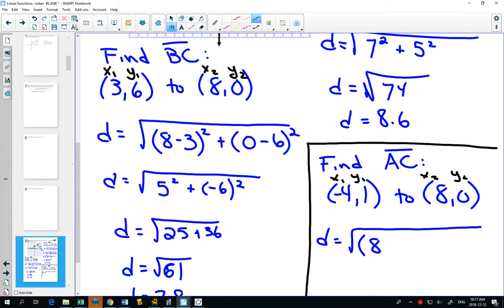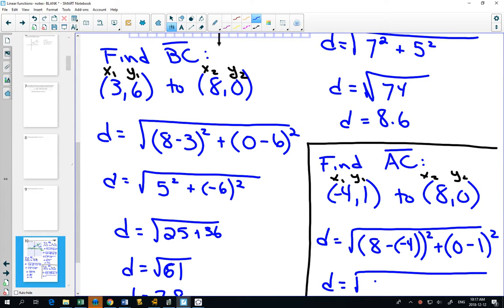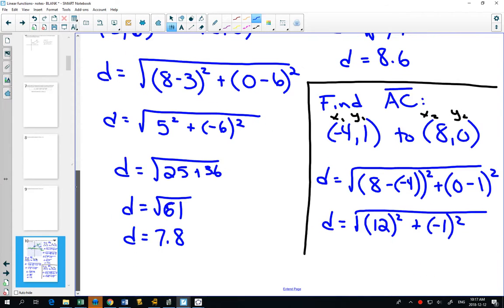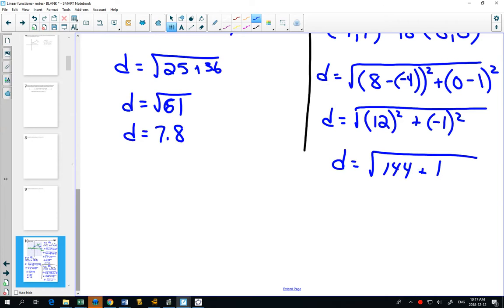Okay, x2 minus x1 plus y2 minus y1. 8 minus a negative 4 is 12, plus 0 minus 1 is negative 1. Twelve squared is 144. Negative 1 squared is 1. So we get the square root of 145. To 1 decimal place is 12.0.